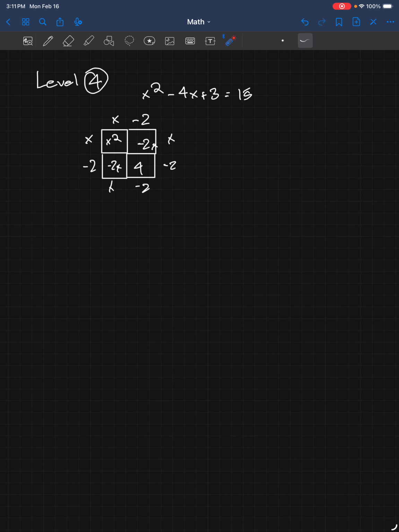So we can just manipulate this equation because it's an equation. If you add one thing here, you have to add the same thing here. So we can add 1 on both sides. So we have x squared minus 4x plus 3 plus 1 equals 15 plus 1. And guess what? x squared minus 4x plus 4 equals 16.